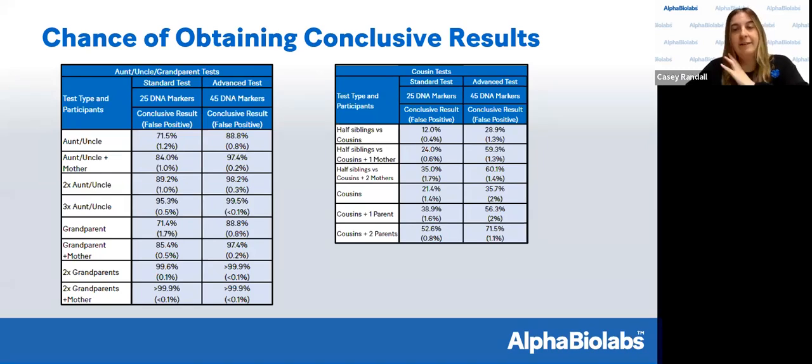Just to highlight again what I said about cousin testing, it's very difficult. Using 25 DNA markers, you've only got a 21.4% chance of getting a conclusive result in a cousin test. However, that increases to 35.7% if you are able to do the 45 marker test. We also really strongly recommend that in cousin cases, we get the parents. And if you can include two parents, for example, the mother of both cousins, you would get a 71.5% chance of getting a result.